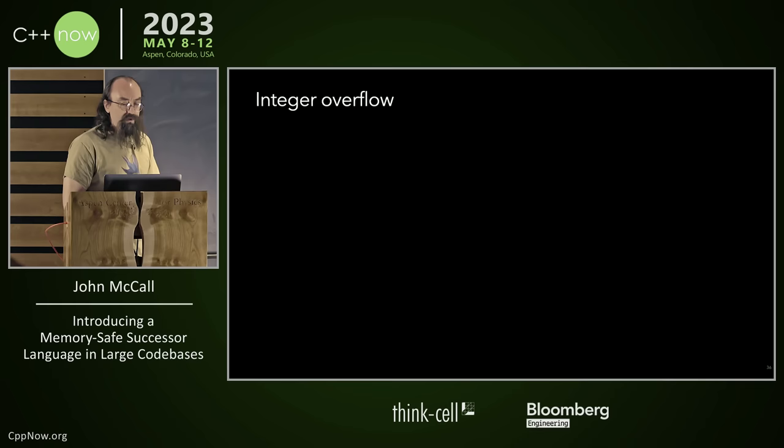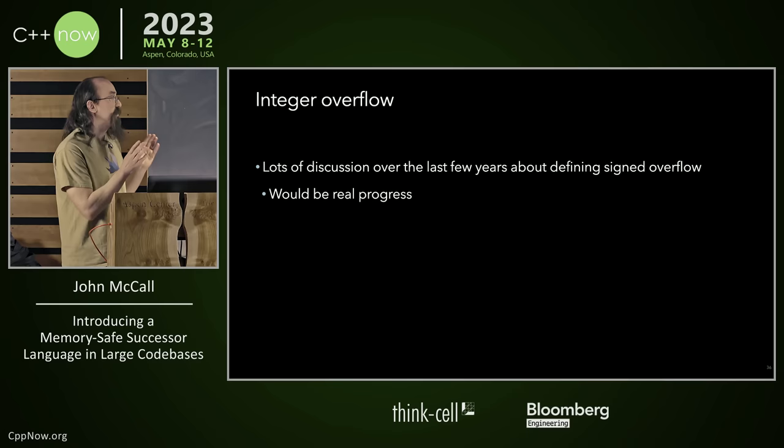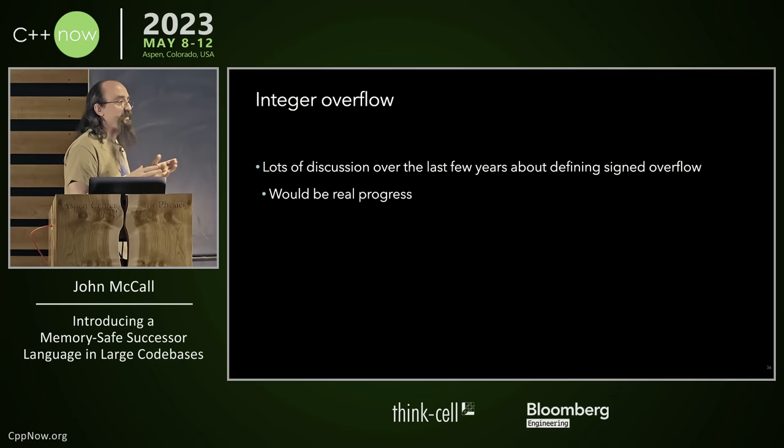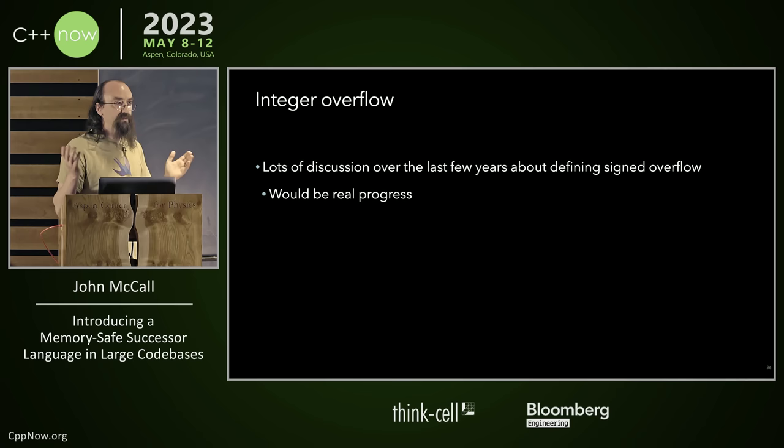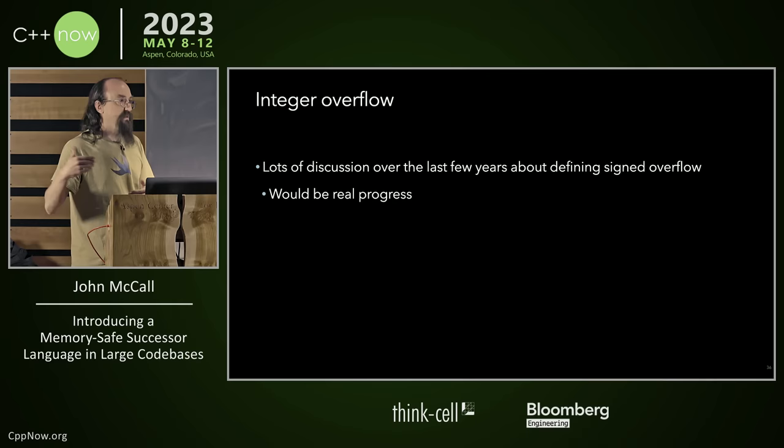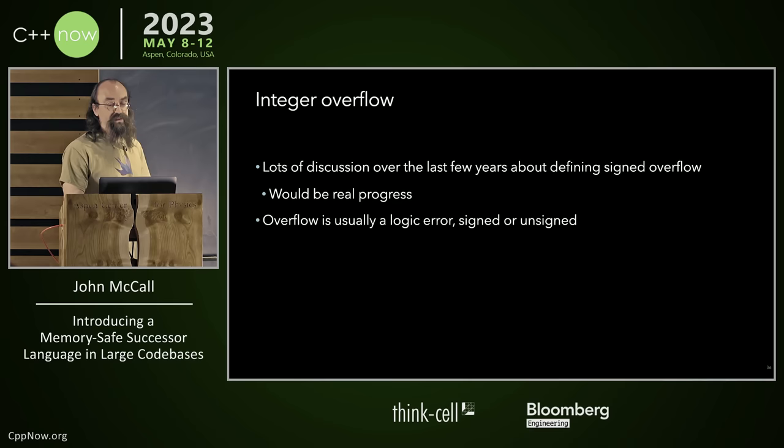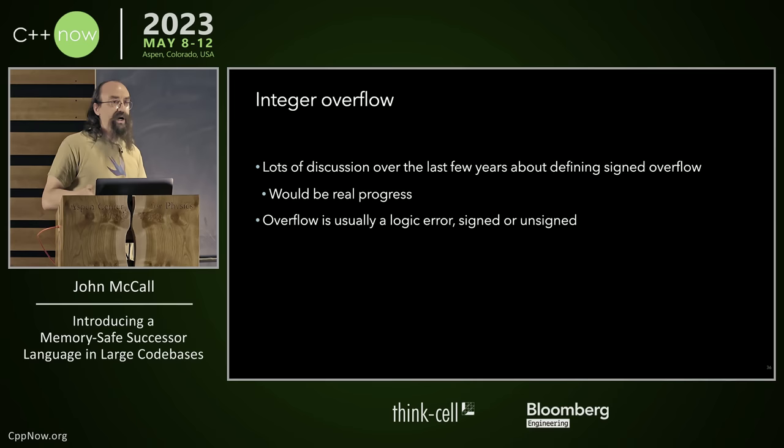Integer overflow. There's been a ton of discussion over the last few years about defining signed overflow in the language. And again, signed overflow being undefined behavior, this is embarrassing. It's a trivial source of undefined behavior. We should eliminate that. And the only reasonable way to eliminate that in C or C++ is to define it to wrap around. Okay. The problem with that idea, though, is that overflow is a logic error, right? It's not really correct. You shouldn't wrap around. Your program shouldn't continue.